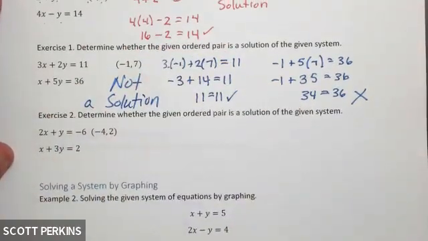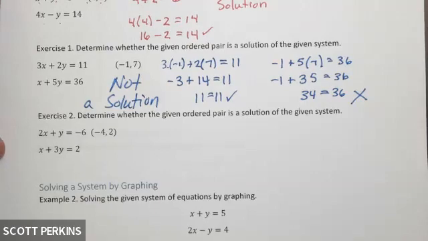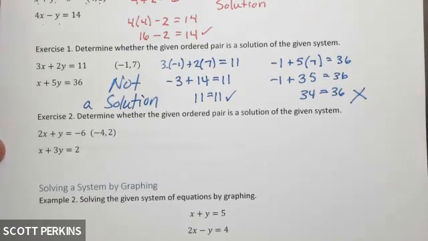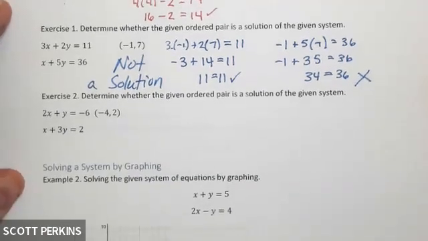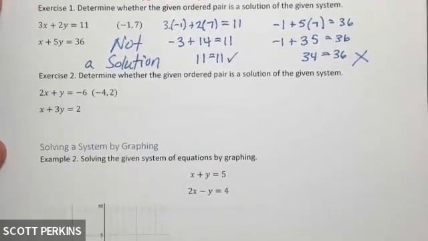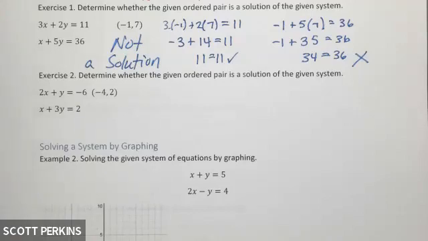Everyone understand the difference? You tracking with me? To be a solution, it has to work for both equations. Well, take another shot at it in case you didn't like that particular problem. Exercise 2 is just another variation of the same thing. Determine if negative 4, 2 is a solution to that system.